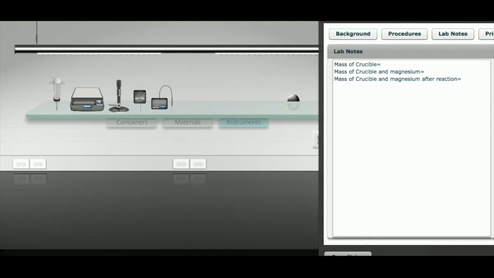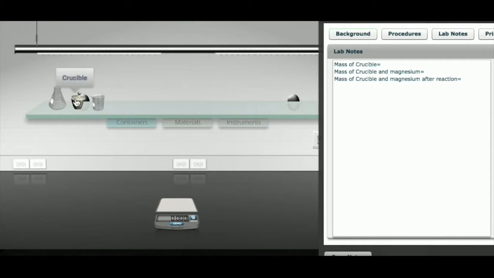In this reaction, we are going to combine magnesium and oxygen to form magnesium oxide. This is a synthesis reaction because two or more substances are being combined to create a new one. First, we're going to take a balance from the instrument shelf and place the balance onto the workbench.